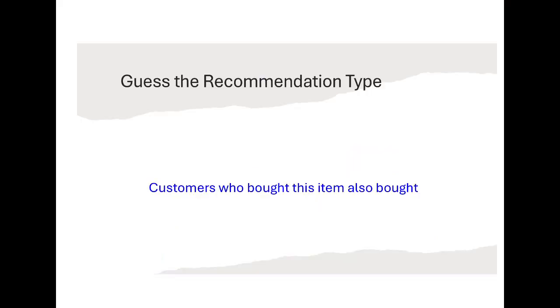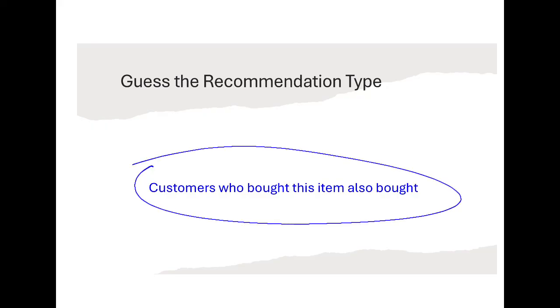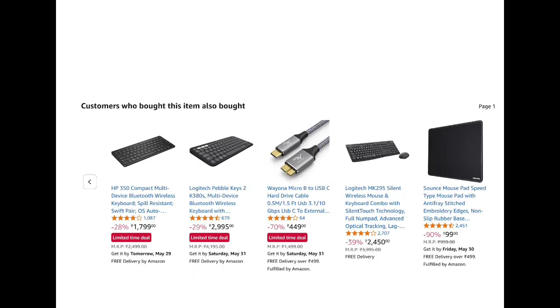So what is this type of recommendation? Customers who bought this product also bought. We just talked about 3 types of recommendation. Complementary. Why? After buying this, he also bought the relevant item. Customers who bought this item also bought. Yes. So it's complementary. Yes, you're right.